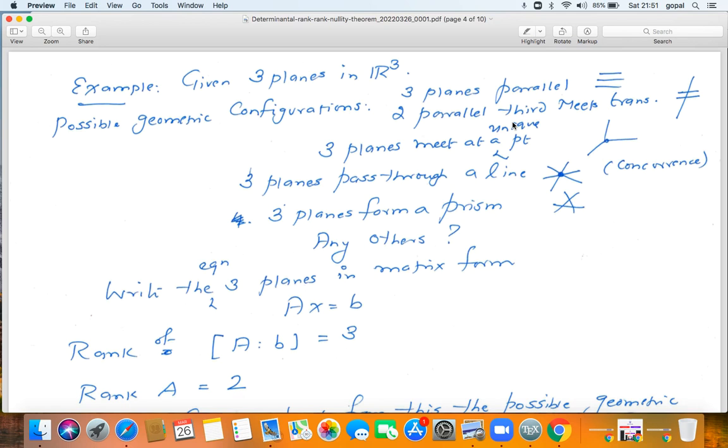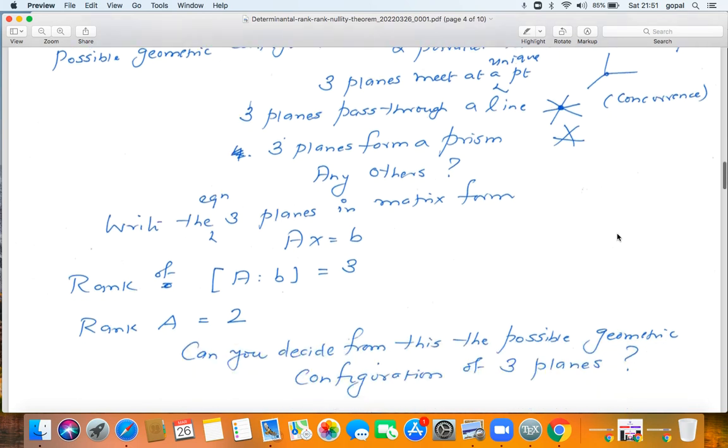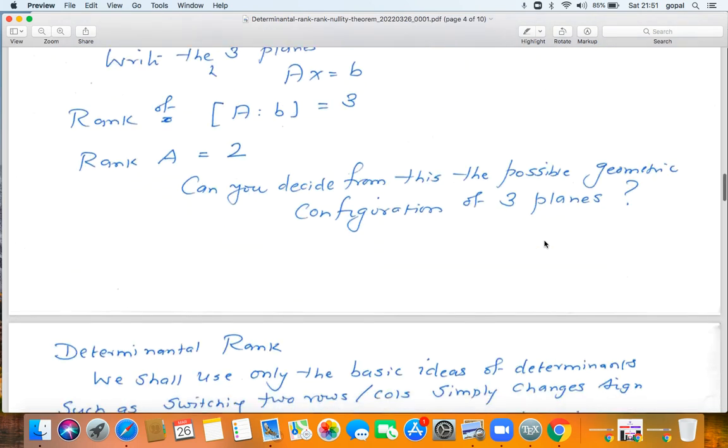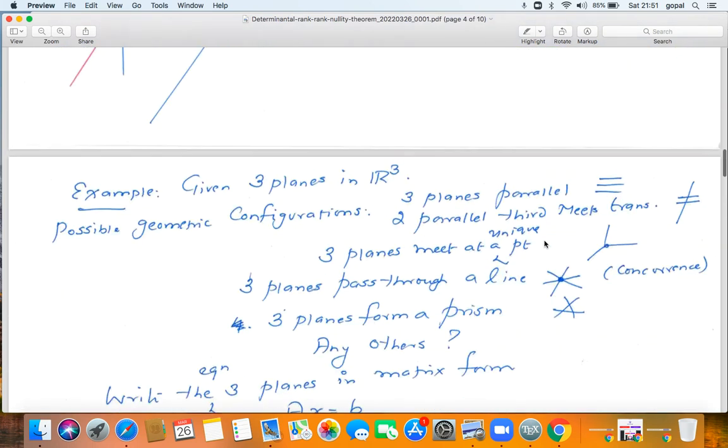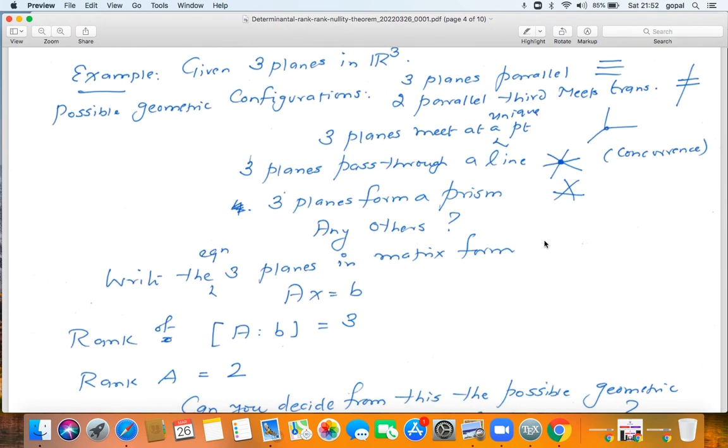V1, V2 are not collinear. V2, V3 are not collinear. V3, V1 are not collinear. But V1, V2, V3, all three taken together, are linearly dependent. So there are two different reasons how the rank of a 3 by 3 matrix can be 2. Now you can use that to decide what the corresponding geometrical configurations will be. Okay, so that is that, and that's a nice geometrical example.